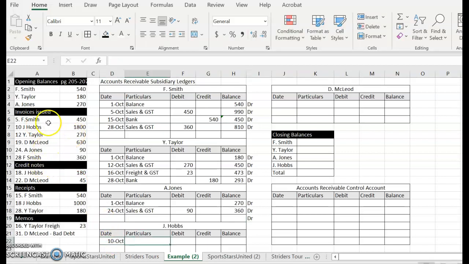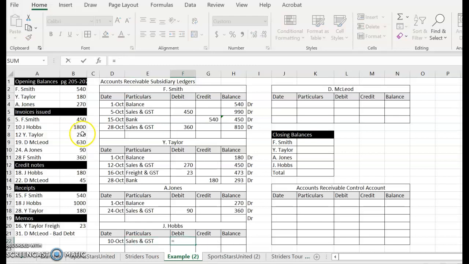And that transaction was for issuing invoices, so sales and GST. That will add to how much they owe. I'd be quite concerned with this. This is quite a large amount. This is larger than all the others, so I would hope that there's a decent credit check that's happened on this one.